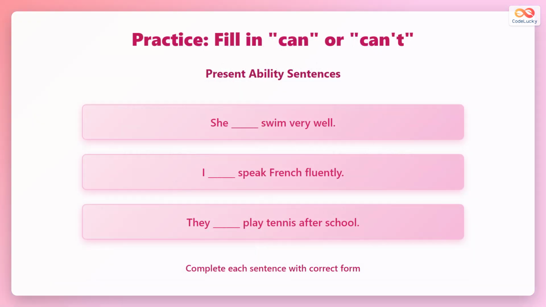Now practice filling in can or cannot. Look at the first sentence. She blank swim very well. Think about her ability. Next sentence. I blank speak French fluently. Consider if this is true for you. Last one. They blank play tennis after school. Decide if they have this ability. Pause and complete these sentences in your mind.